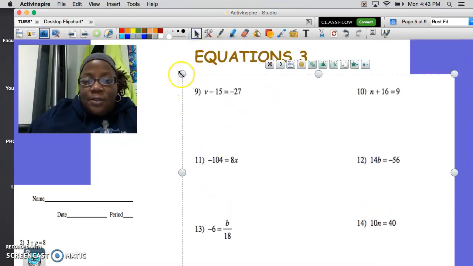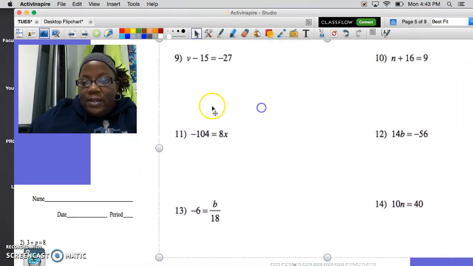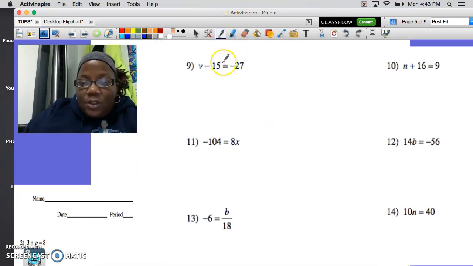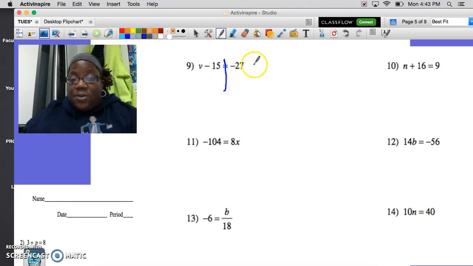For example, look at this. This is number 9. Either it's the front or the back, I don't remember which one. Okay? So let me first go back and do another adding or subtracting one.